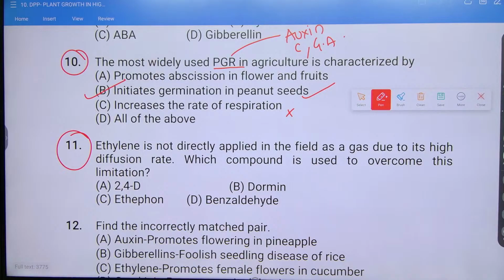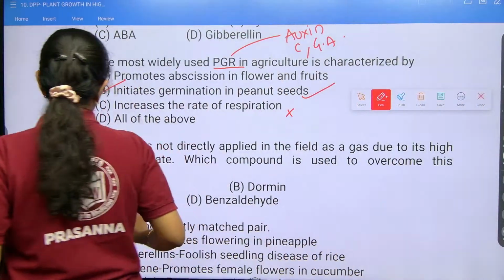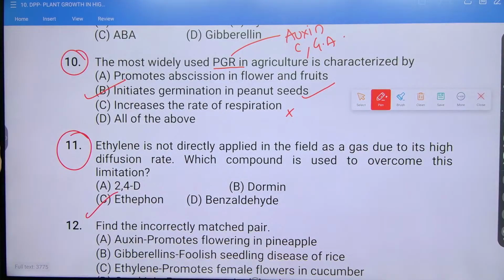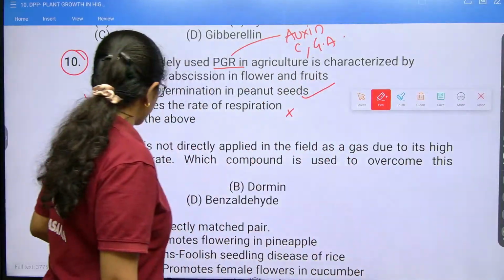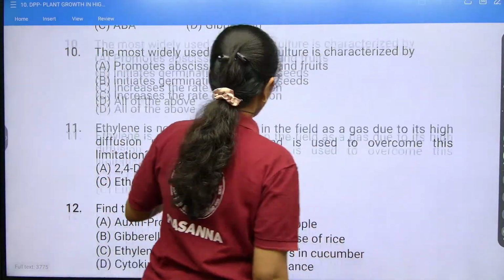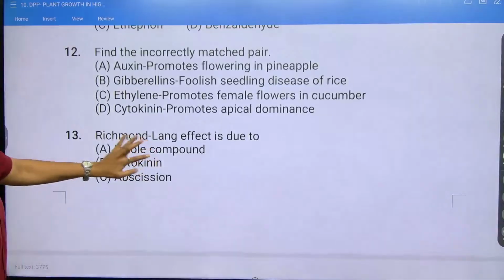C, the form, right? Ethylene is not directly applied in the field as a gas due to its high diffusion rate. Which compound is used to overcome this limitation? Ethaform. Next question, 12th question.